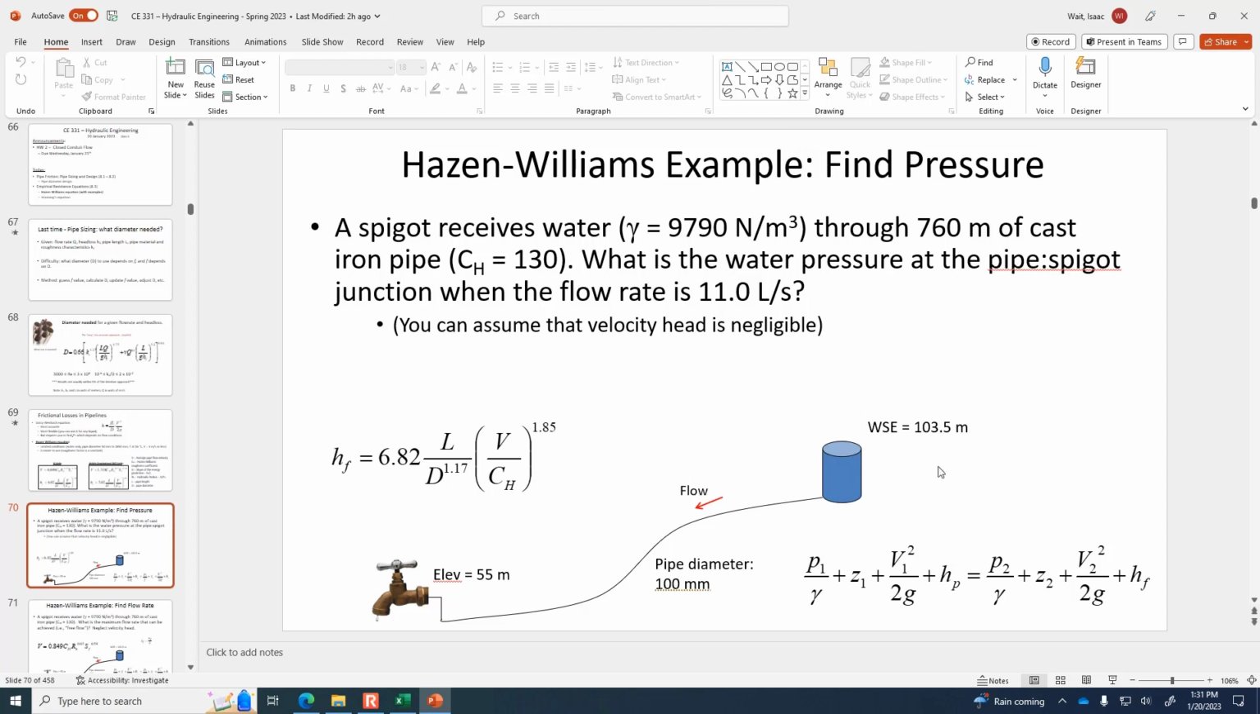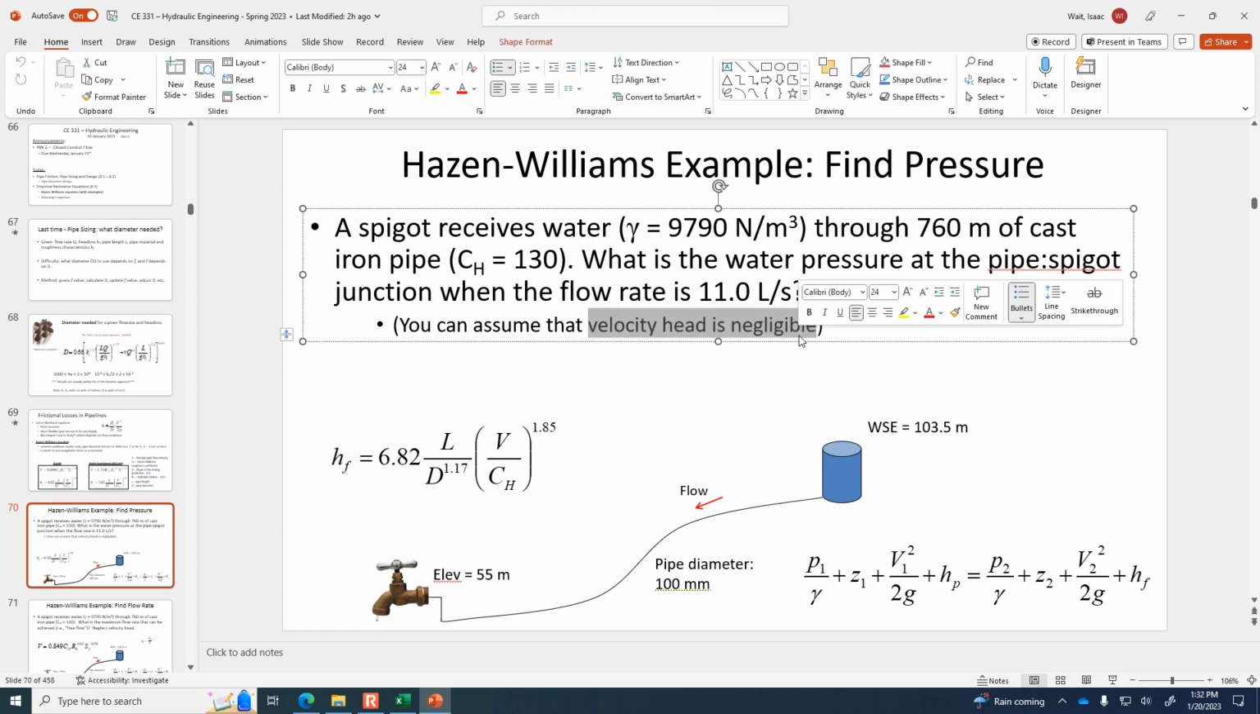So location 1, the elevation here, Z1, is 103.5 meters, and location 2, the elevation is 55 meters, and so Z2 is 55 meters. And it says here, assume that the velocity head is negligible. At the very end of the example, I'll show you why it's okay for us to make that assumption. But here at location 1, the velocity head's definitely negligible.